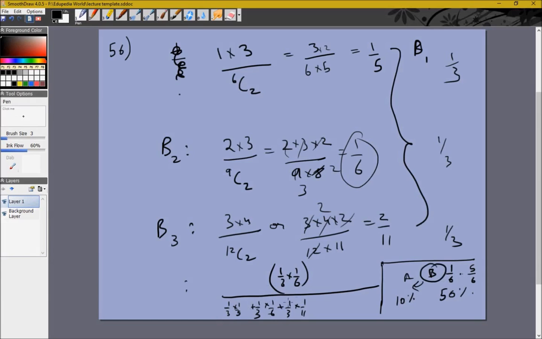So this is the answer, and if you calculate it and simplify it, it will come down to be 55 by 181. So the answer to this problem is D.